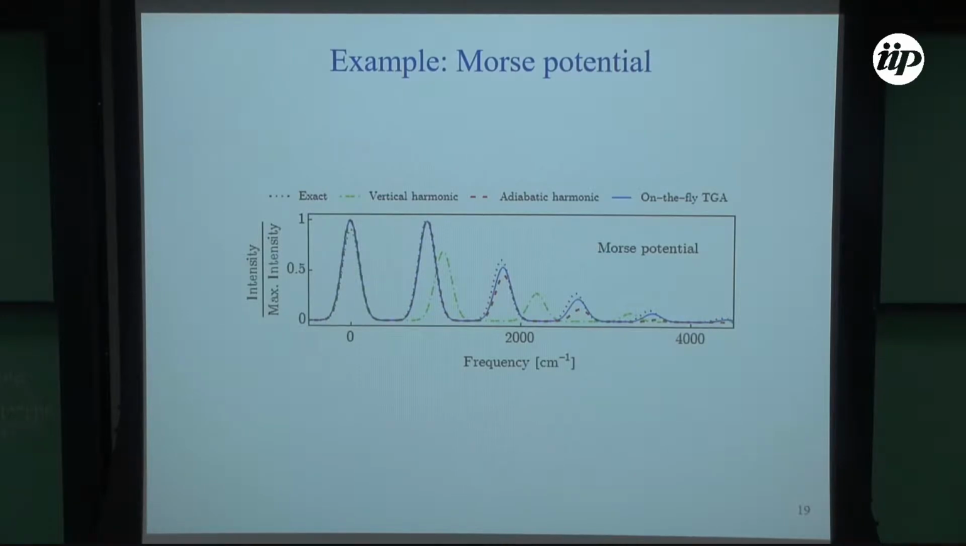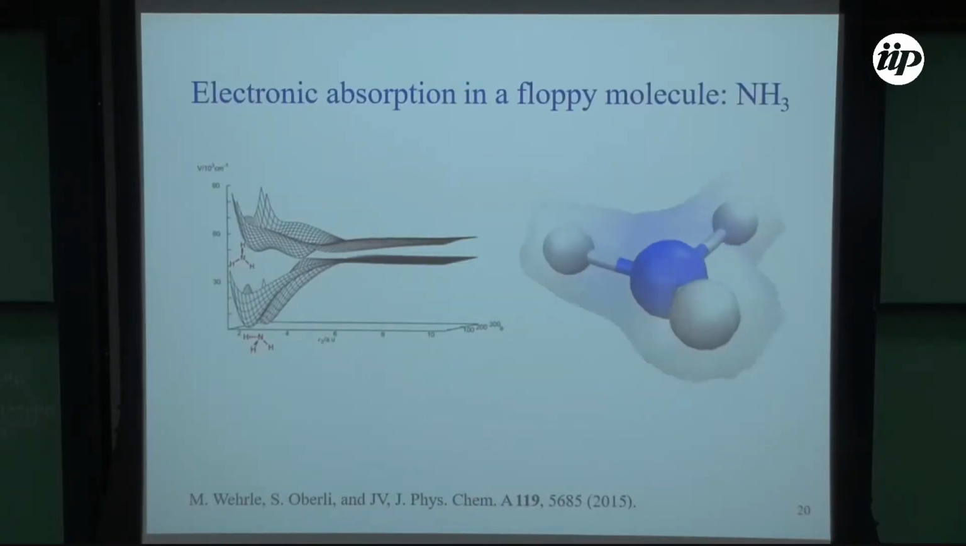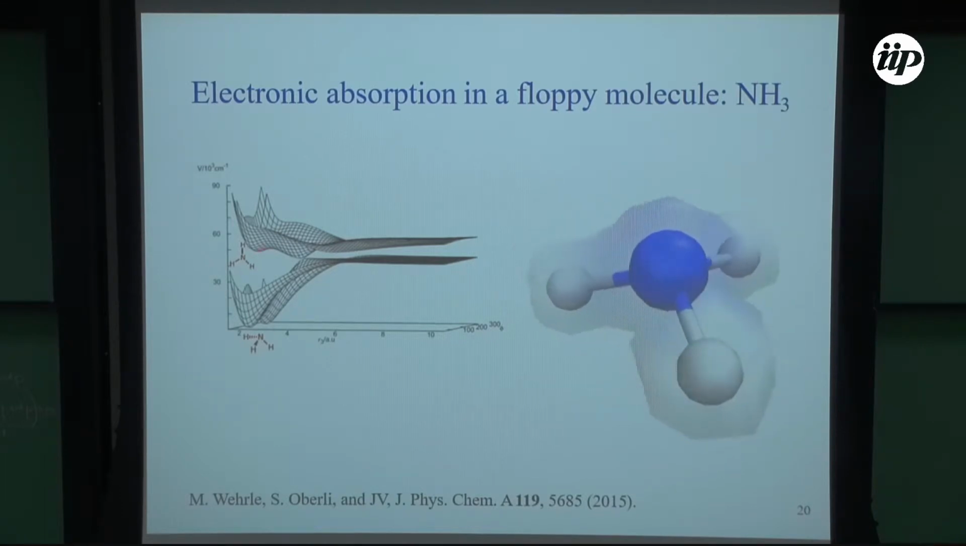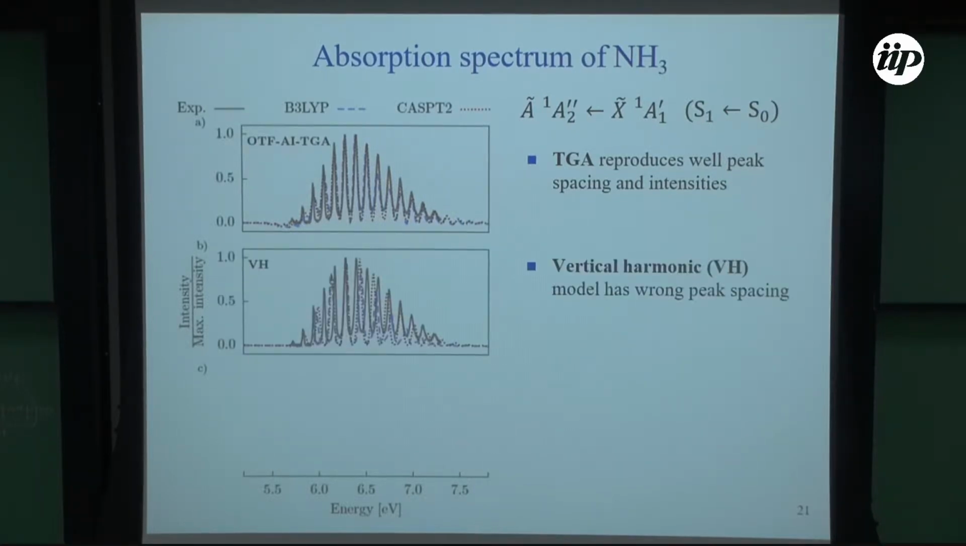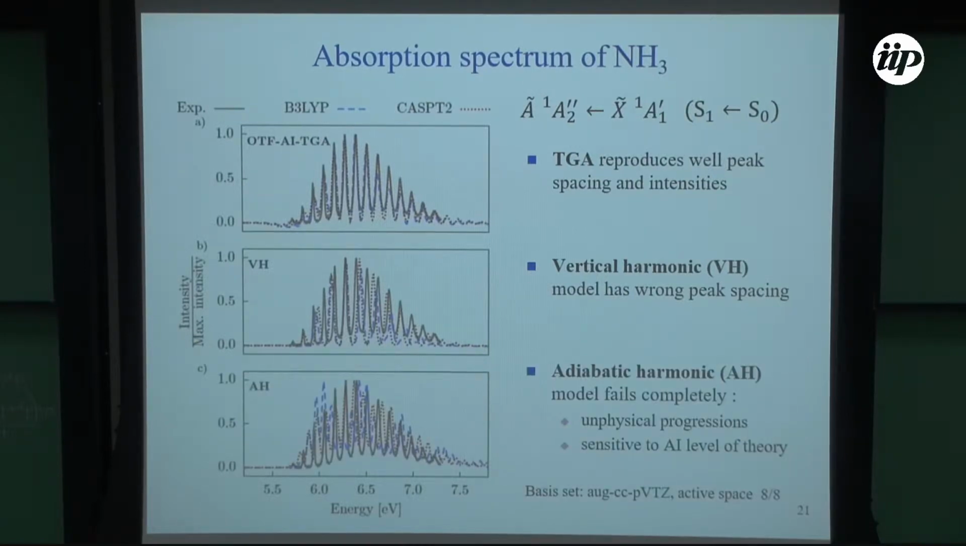And most molecules are actually a little bit like this. So here is ammonia, which by the way looks completely anharmonic, right? If you look at the potential energy surface, it's nothing like a harmonic oscillator. And again, this is the nuclear semi-classical wave packet computed ab initio. And the results are pretty encouraging. You know, it's not perfect, but you get quite nice agreement with the experimental spectrum. If you use the vertical harmonic, you get the wrong peak spacing. If you use the adiabatic harmonic, you get the wrong amplitudes.